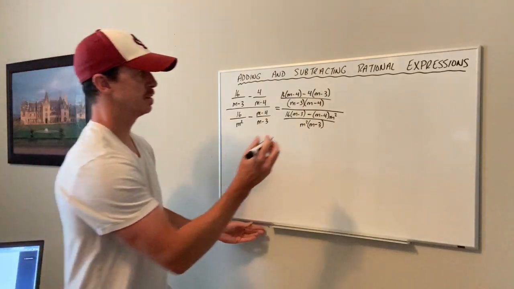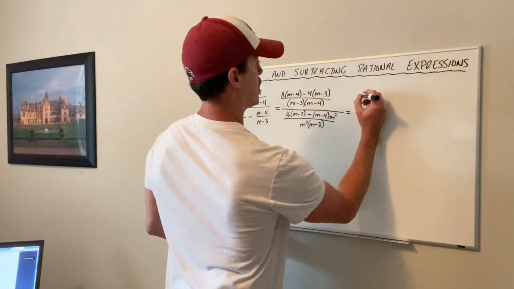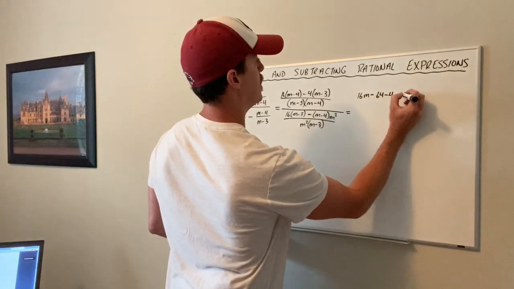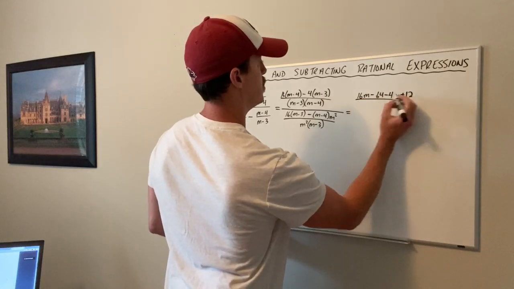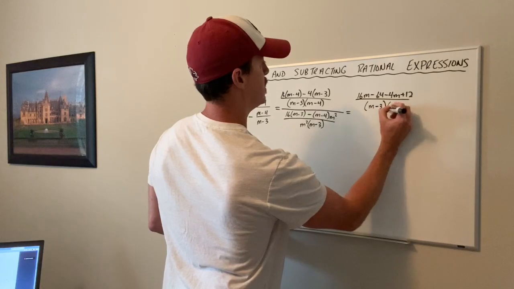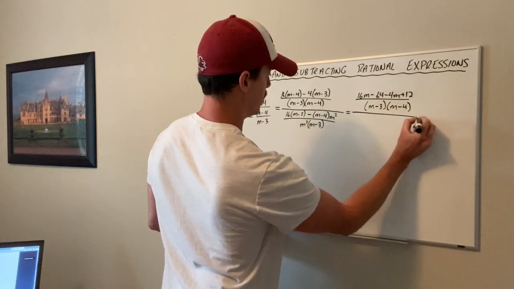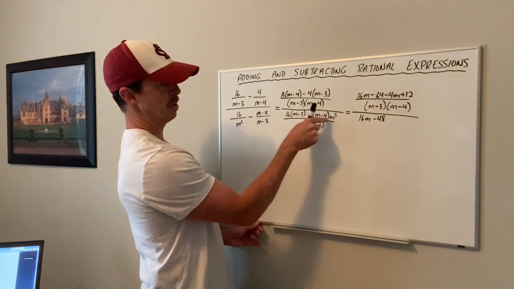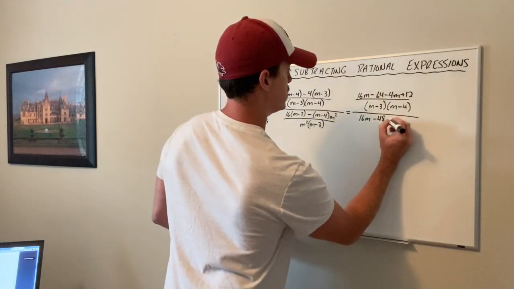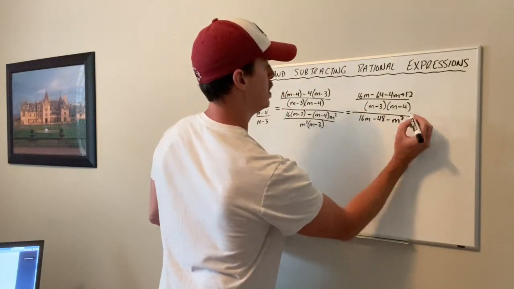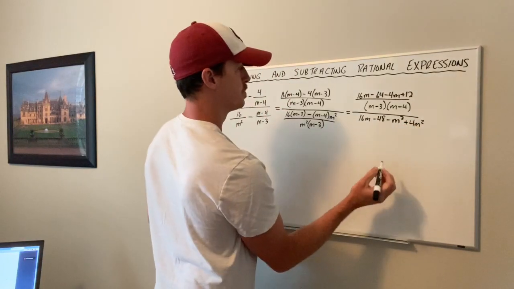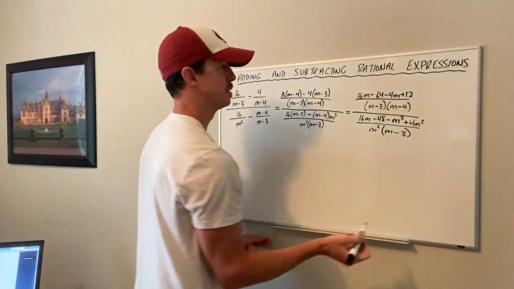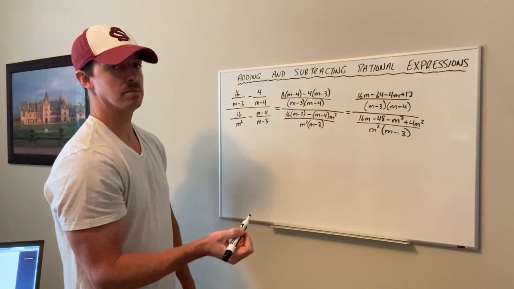All right, so we can just sort of clean this up a little bit. This would be 16m minus 64 minus 4m plus 12 over m minus 3, m minus 4 over 16m minus 48. And then here I'm actually distributing a negative m squared through there. So that would be minus m cubed plus 4m squared over my common denominator, which was m squared times m minus 3. All right, we're almost there.